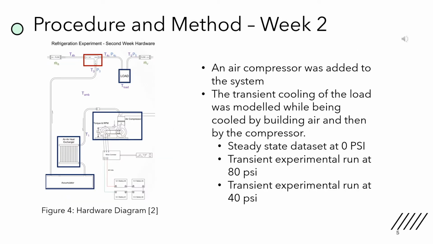Procedure and method for week 2 was quite similar to week 1, but an air compressor was added to the system. The transient cooling of the load was modeled while being cooled by building air and then by the compressor. Steady state data set at 0 psi, transient experimental run at 80 psi, and transient experimental run at 40 psi were all conducted.